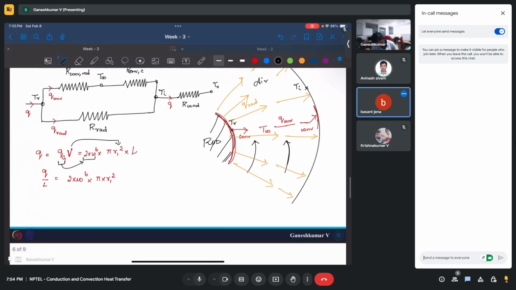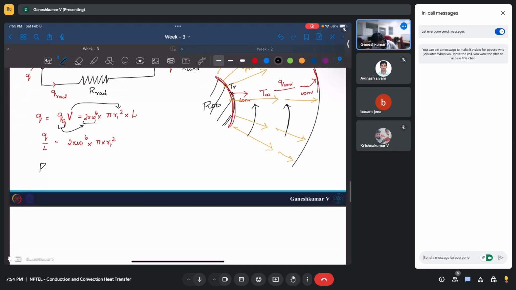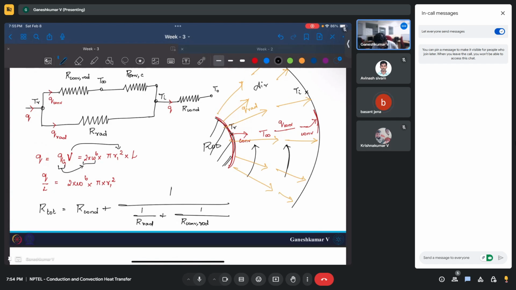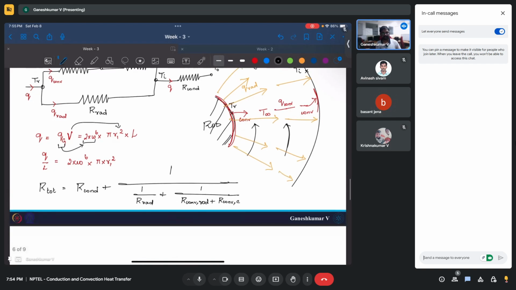Okay, so let's find the total resistance. What would be R total? It will be R conduction plus 1 divided by (1 by R radiation plus 1 divided by (R convection rod plus R convection crystal)). Is that clear? I directly wrote the total resistance formula.